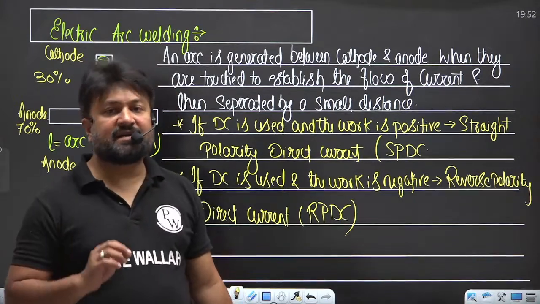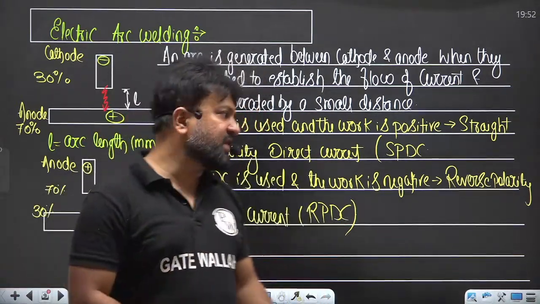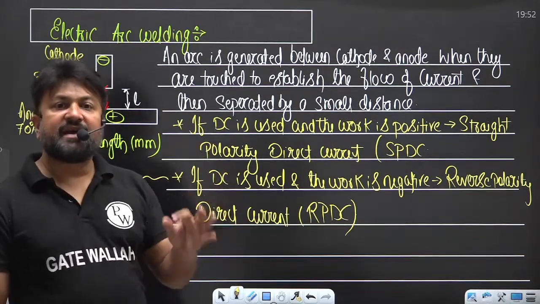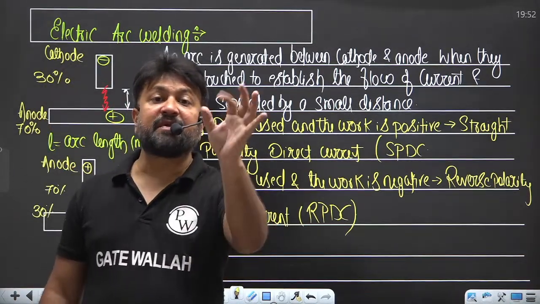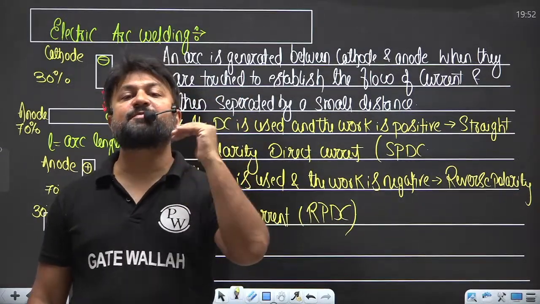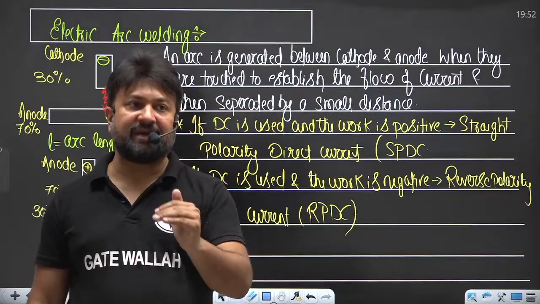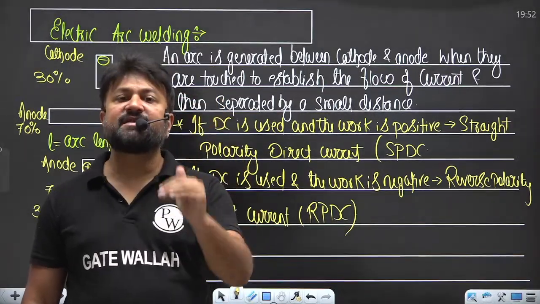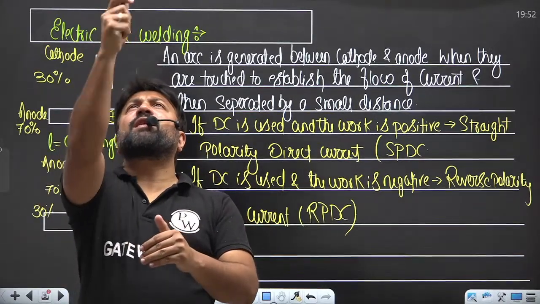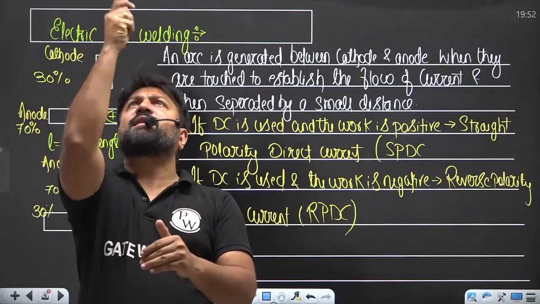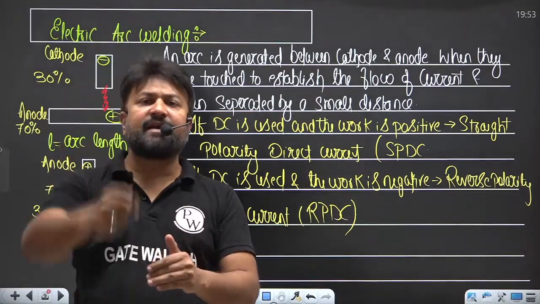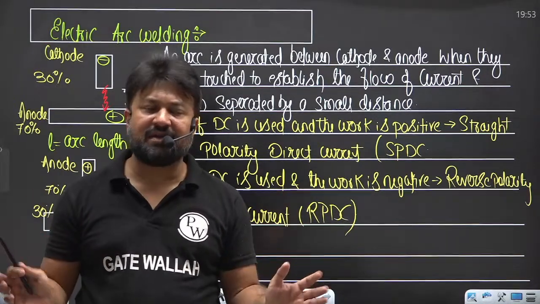Now, somebody asked me, sir, which polarity do we use in welding? SPDC condition is generally preferred, but in some special cases we use RPDC, in which case overhead welding. When you are doing overhead welding, we prefer reverse polarity direct current. Is that point clear?